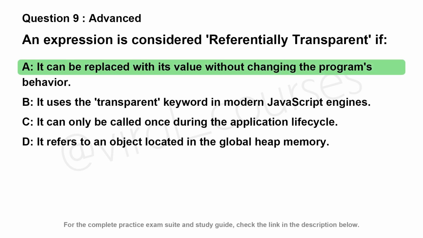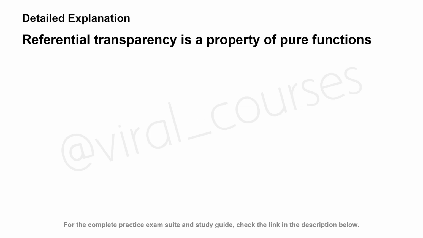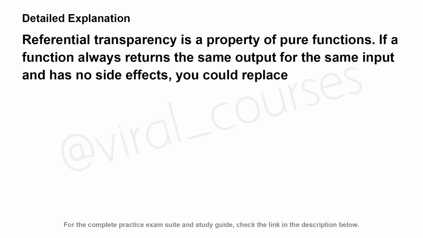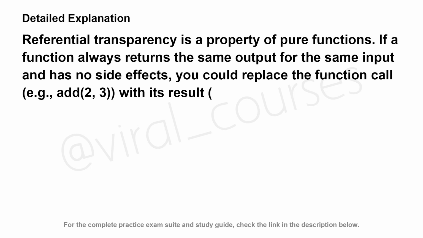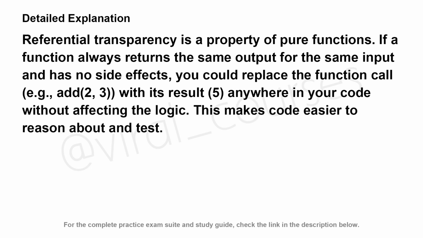The correct answer is A. Referential transparency is a property of pure functions. If a function always returns the same output for the same input and has no side effects, you could replace the function call, e.g., add(2, 3), with its result, 5, anywhere in your code without affecting the logic. This makes code easier to reason about and test.